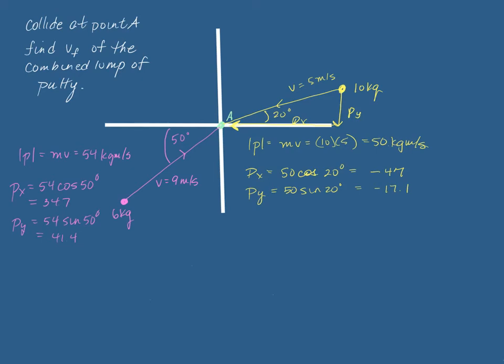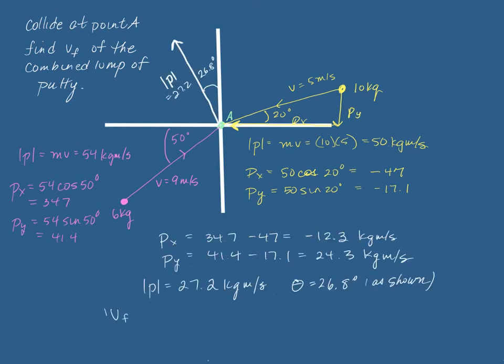And the last part we're going to do just for fun here is let's find the final velocity of the putty, the magnitude of it. So it's going to be the magnitude of the final momentum divided by the total mass, which is m1 plus m2. So the total momentum is 27.2 divided by the total mass, which is 16 kilograms, gives us approximately 1.7 meters per second for the velocity.